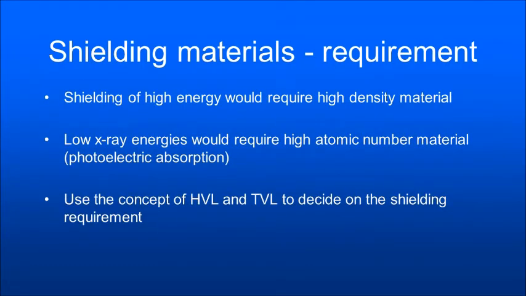What are the shielding materials? What are the requirements of shielding material? Shielding of high energy would require high density material. This is very important because high energy is mostly Compton interaction. Compton interaction depends on the density of the medium rather than the atomic number. But if you need to shield low energy X-ray or gamma ray photons, then you would need high atomic number material because you have more photoelectric absorption. Use the concept of half value layer and tenth value layer to decide on the shielding requirement. We will discuss this in abundance when we discuss the shielding of radiotherapy installations.